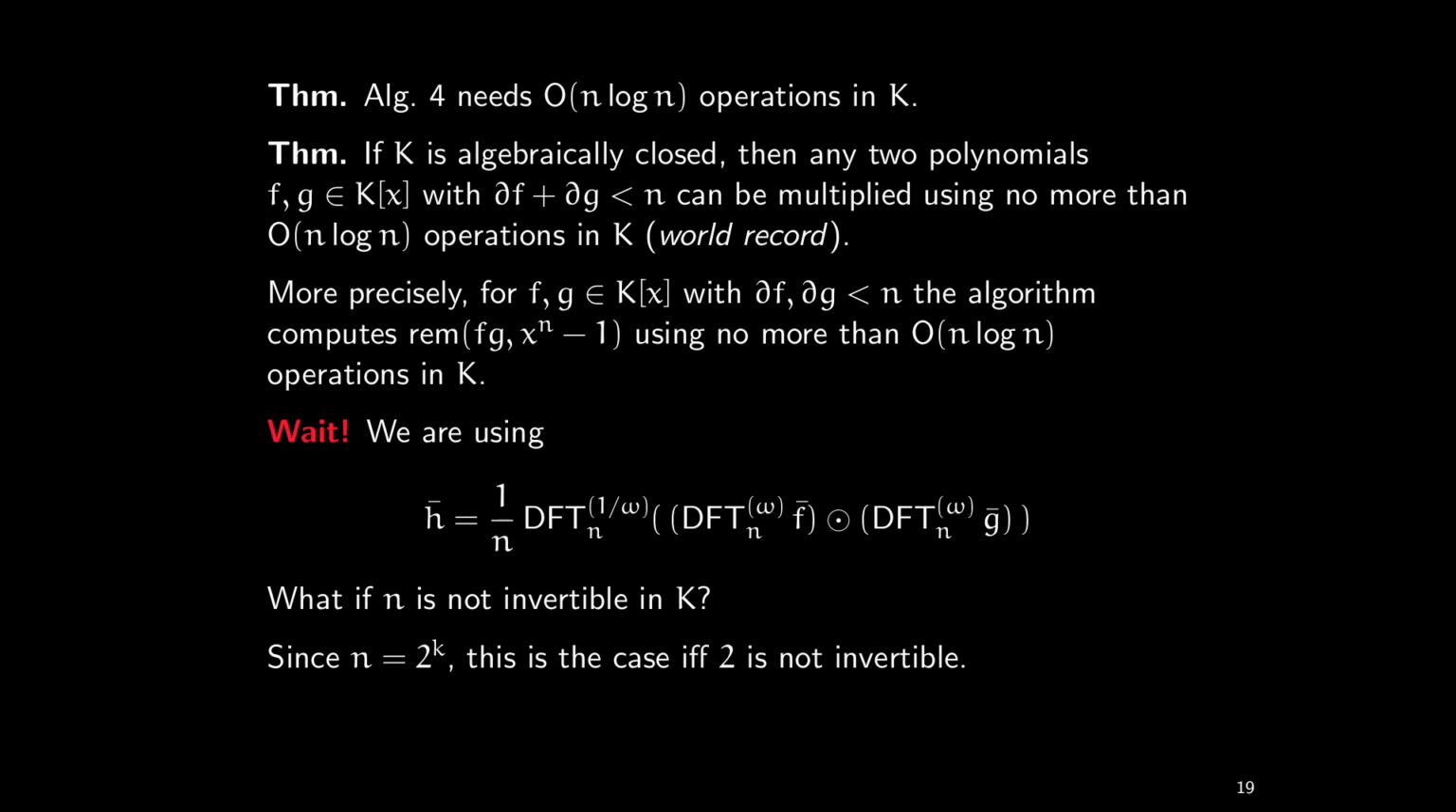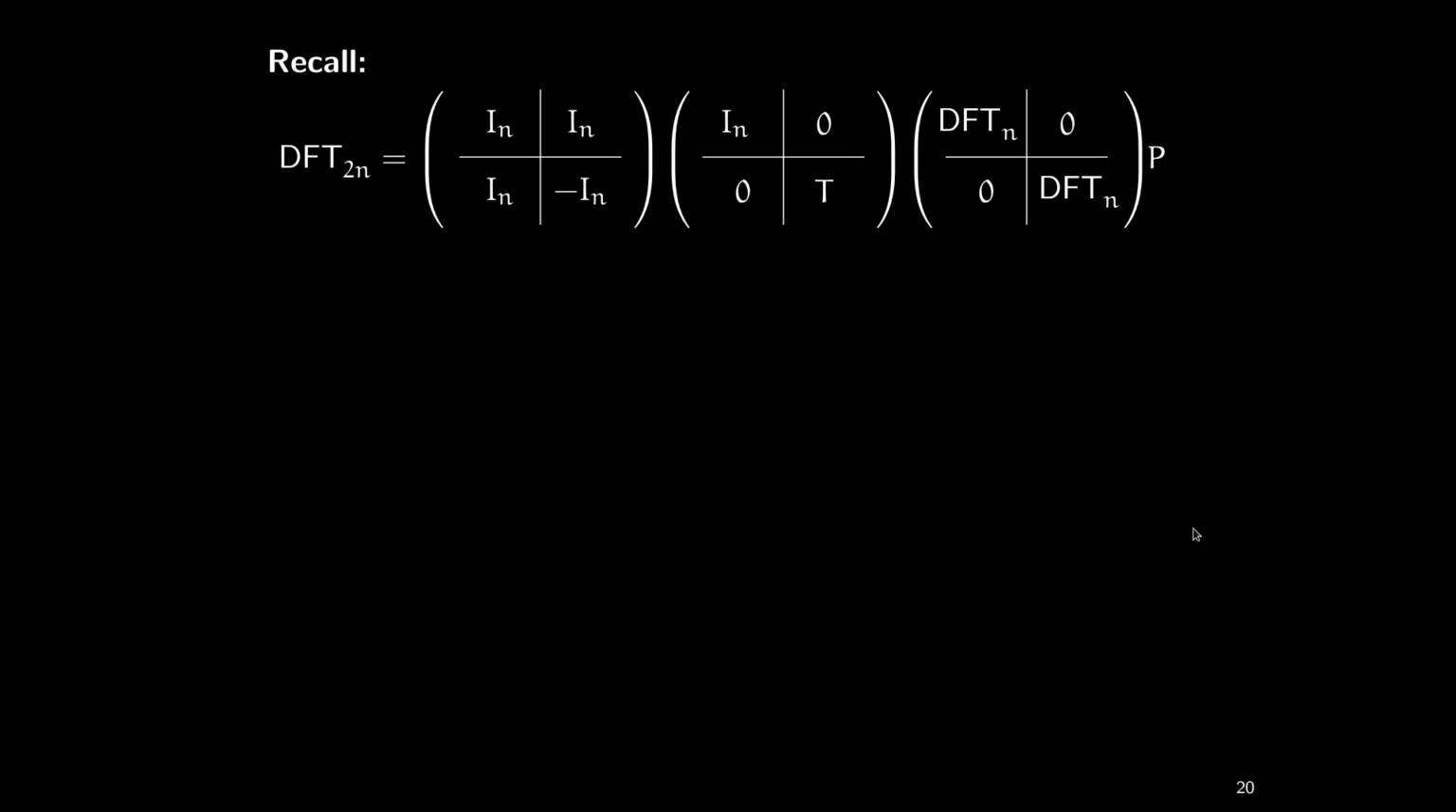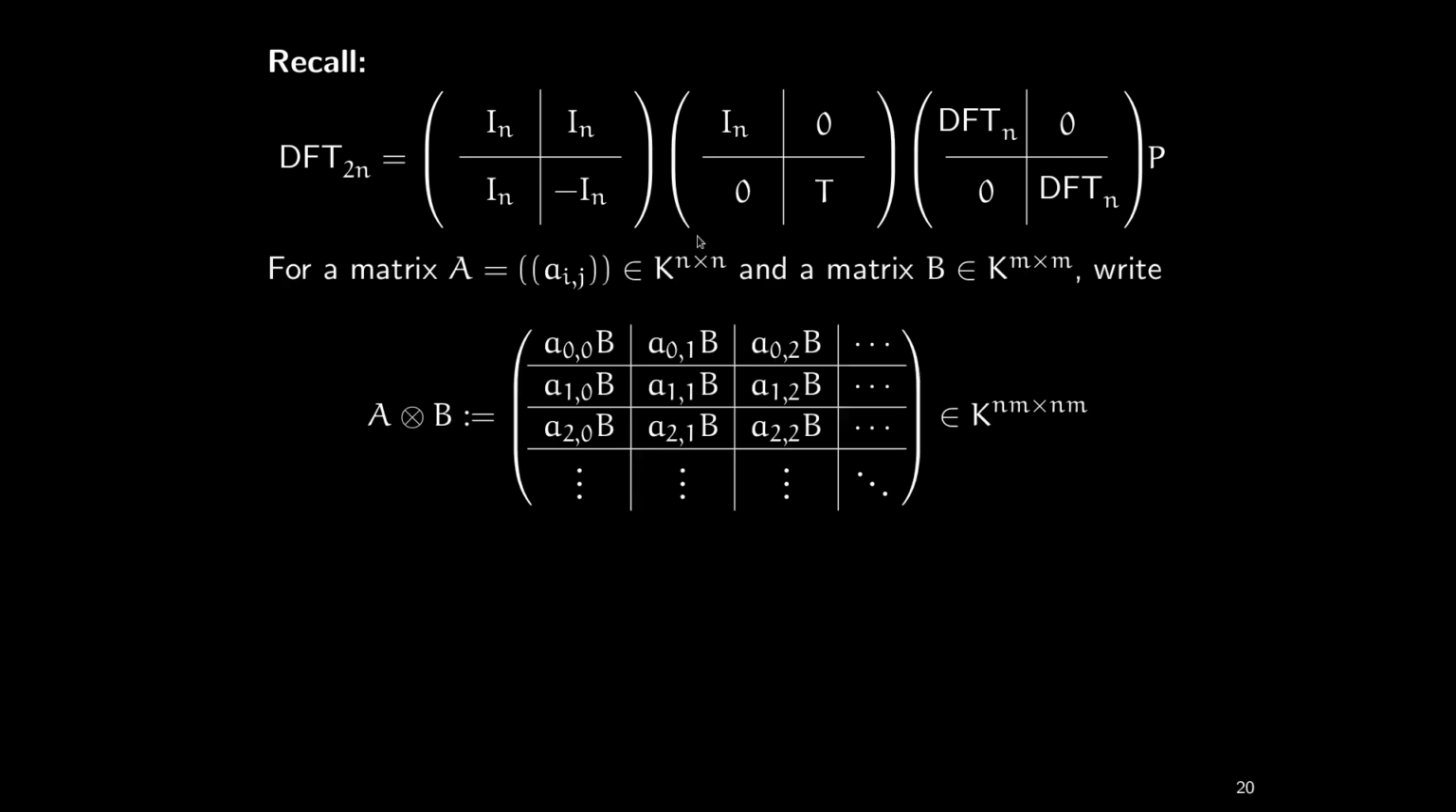We will fix this by generalizing the DFT mechanism a little bit. So let's look again at this formula, which told me how to divide a DFT of size 2n into 2 DFTs of size n. Before I had n and n halves here, but now it's more convenient to have it with 2n and n. So let me introduce a notation, the Kronecker product of 2 matrices.